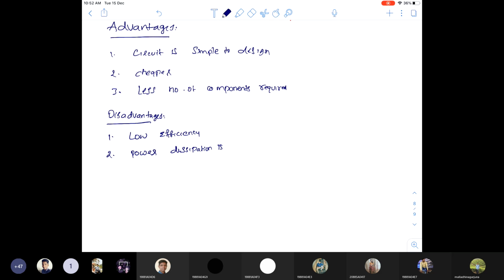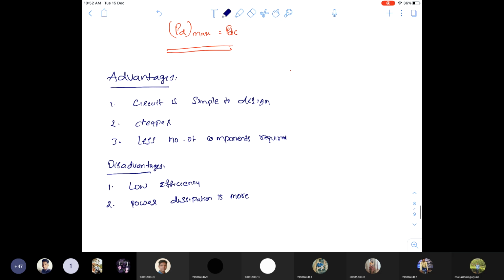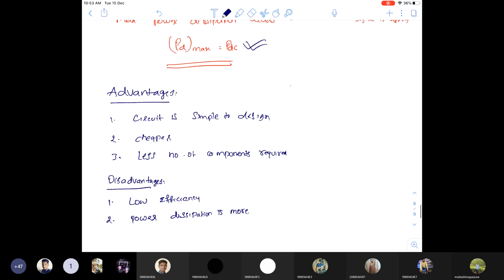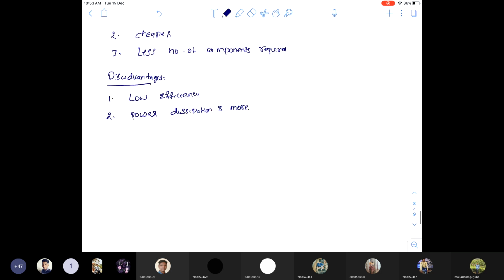Why? Because even though you're not applying any AC signal, it still causes some power dissipation. Am I right? So PD max is equal to PDC. So the maximum power dissipation occurs when no AC signal is applied. అంటే ఏంటి? AC signal మీరు అప్లై చేయకపోయినా మీకు పవర్ అనేది some waste అవుతుంది. So the power dissipation is more.